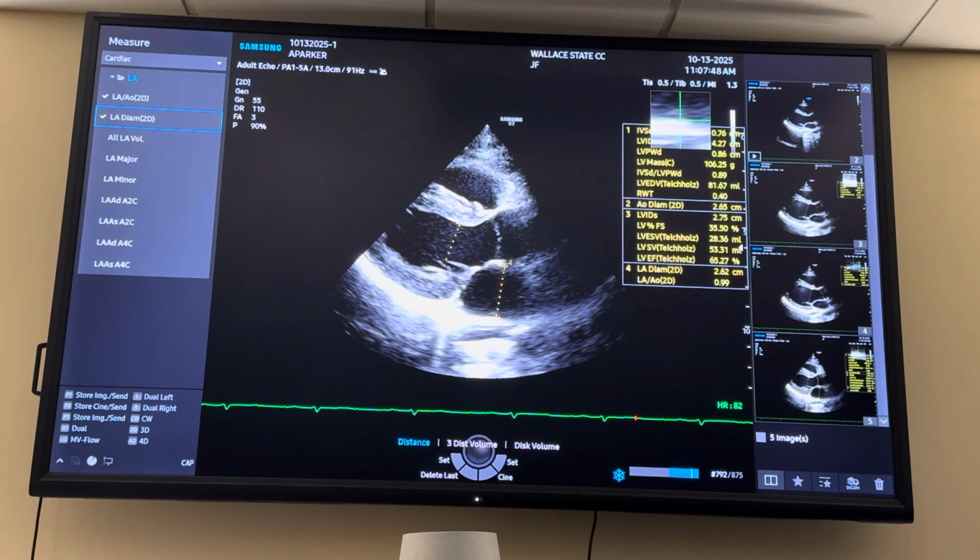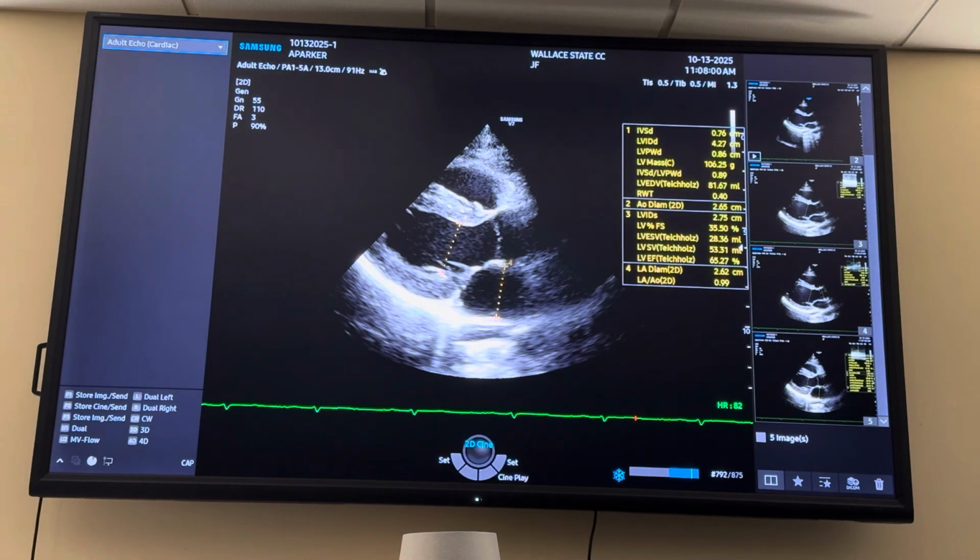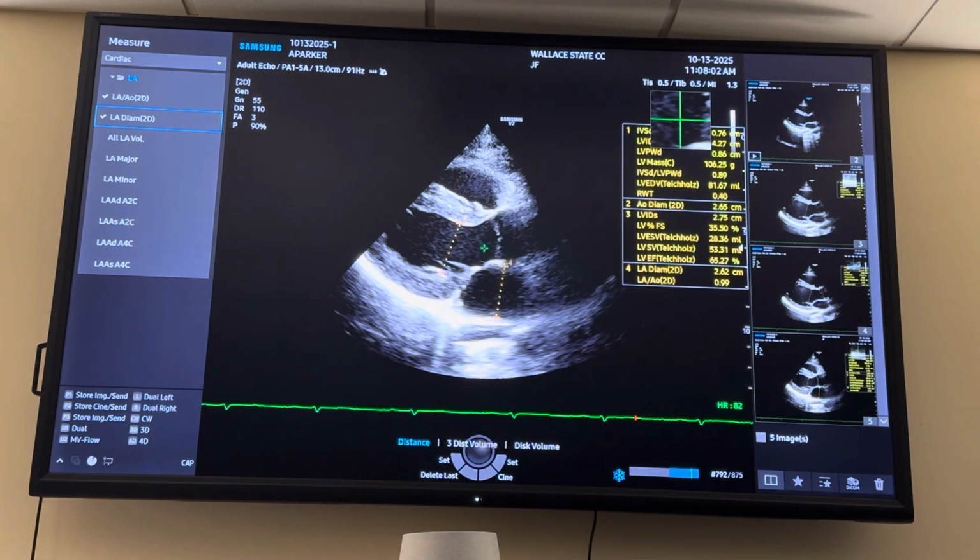Point out the pericardium to them. The bright line? Yes, right here. Some of you guys were including that bright echogenic part in your posterior wall measurement. That's the pericardium. That's not the actual heart muscle, so do not include it when you measure.